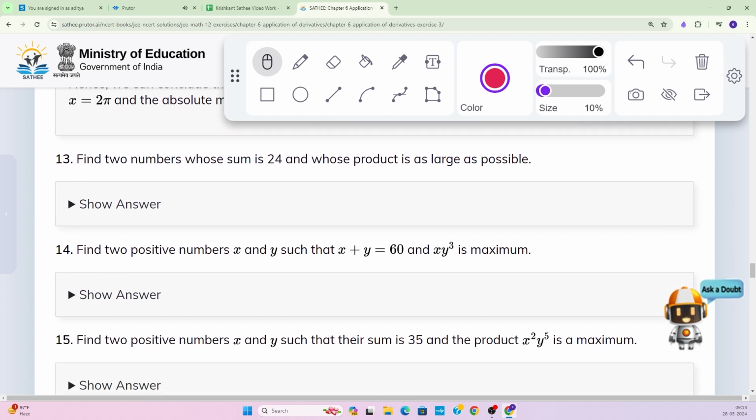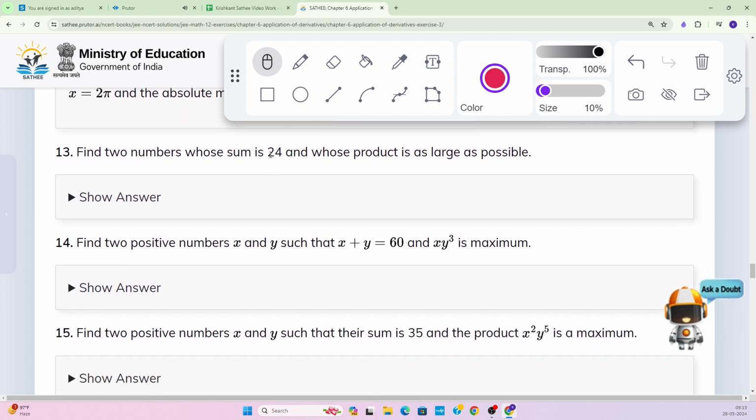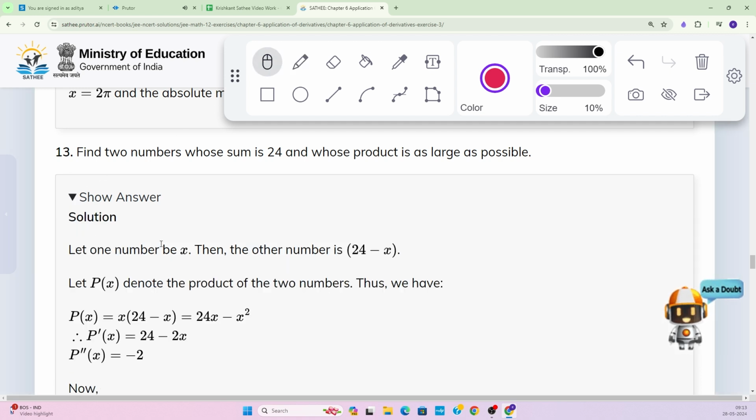Now problem number 13: find the two numbers whose sum is 24 and whose product is as large as possible. This means we want our product to be large. So first thing is to find the expression or function. If one number is x, another will be 24 − x. Multiplying them, you will get a quadratic expression.